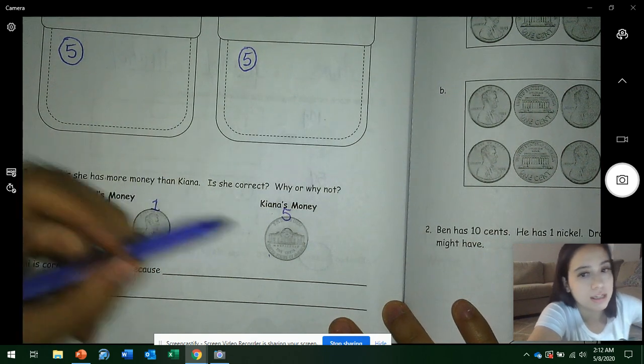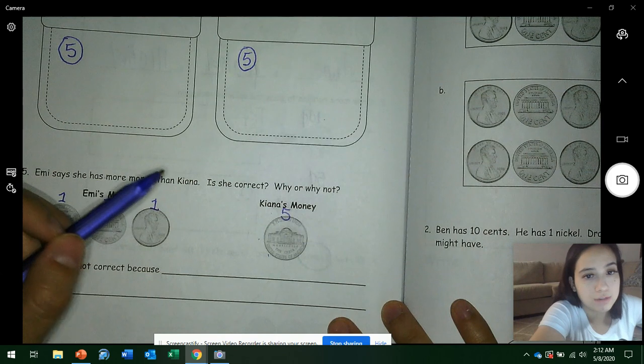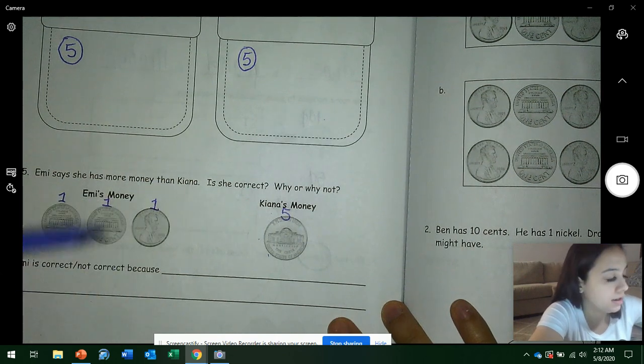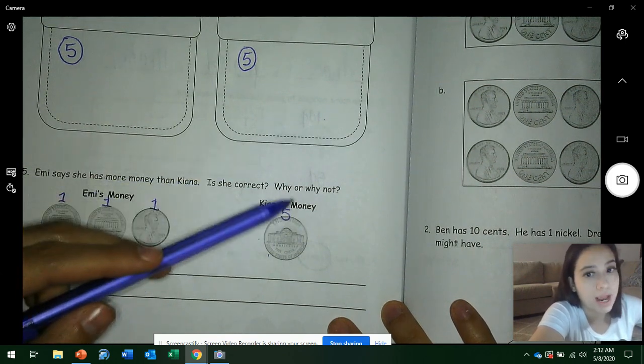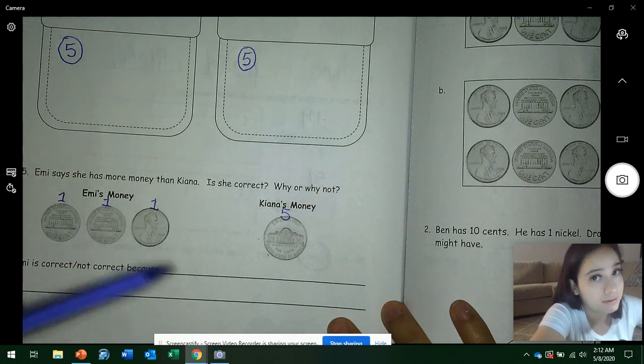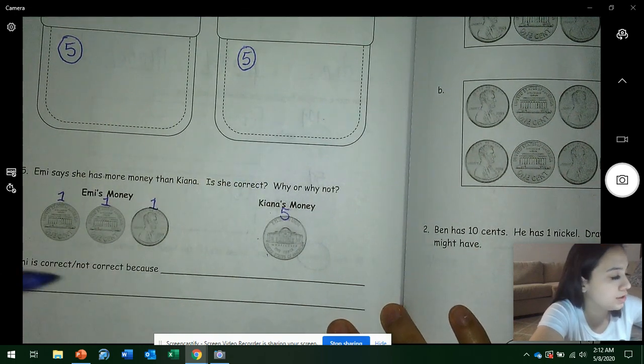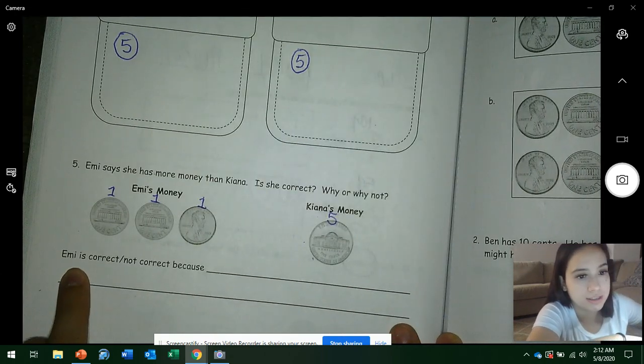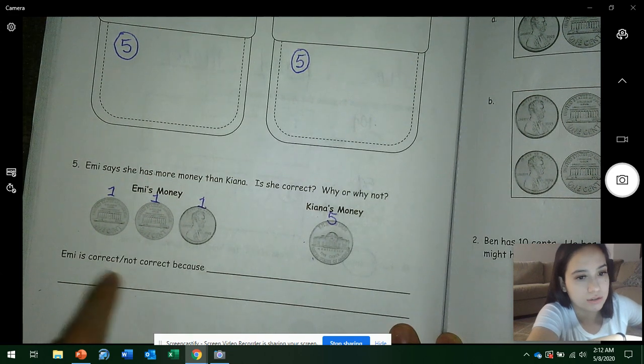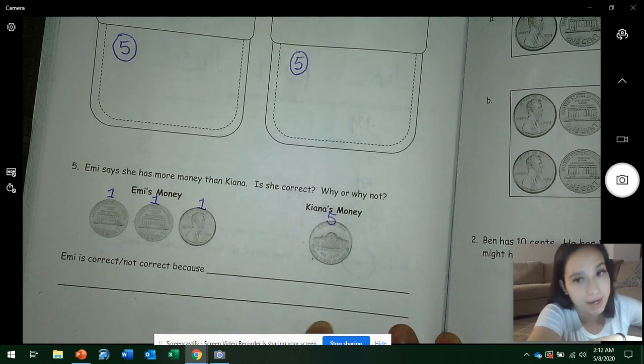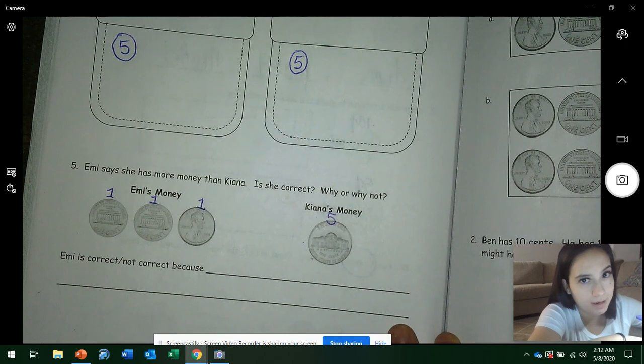And the question says, Emmy says she has more money than Kiana. This is Emmy's money. This is Kiana's money. Your job is to write down here if she is correct and why or why not. You have to give a reason. So you either circle one of these. If you see it down here, it says Emmy is correct or not correct. So you circle and then you write why. Okay? So you will do that on your own.